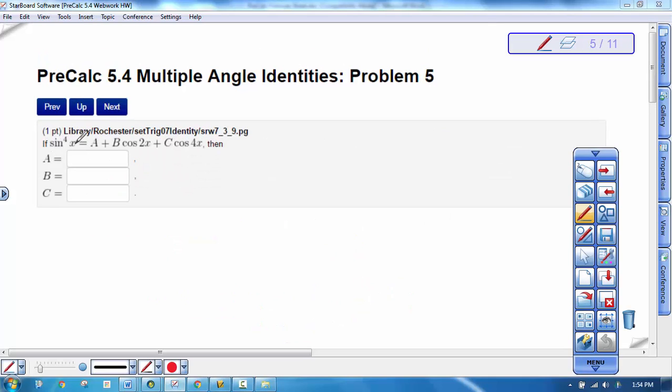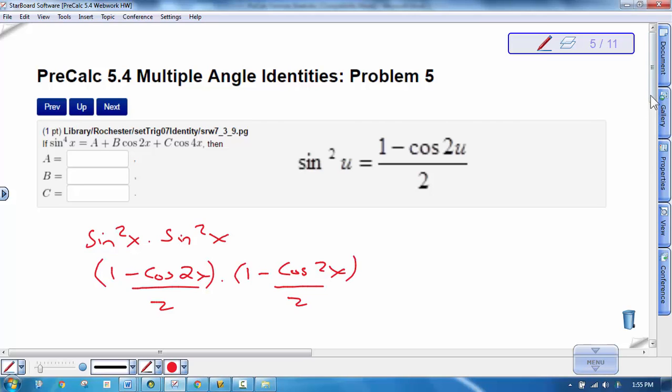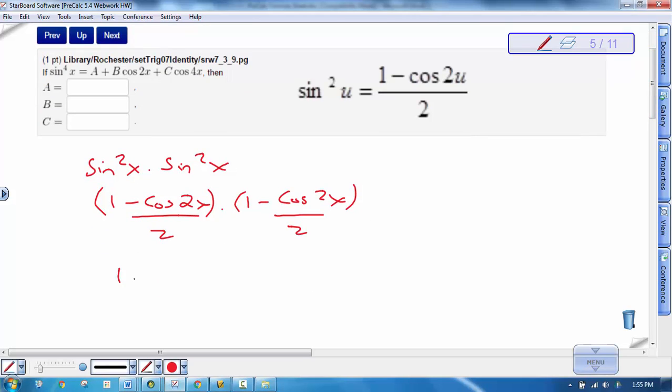Okay, the next one is sine to the 4th. So once again, I'm going to make that sine squared of x times sine squared of x, and I'm going to use the power reducing formulas to rewrite this, just like we did in the last problem. Alright, so really I'm going to make this 1 minus cosine of 2x over 2 times 1 minus cosine of 2x over 2. I'm going to put the numerators in parentheses so I don't forget to FOIL. And I'm going to FOIL this out. This turns into 1 minus 2 cosine of 2x plus cosine squared of 2x all over 4.